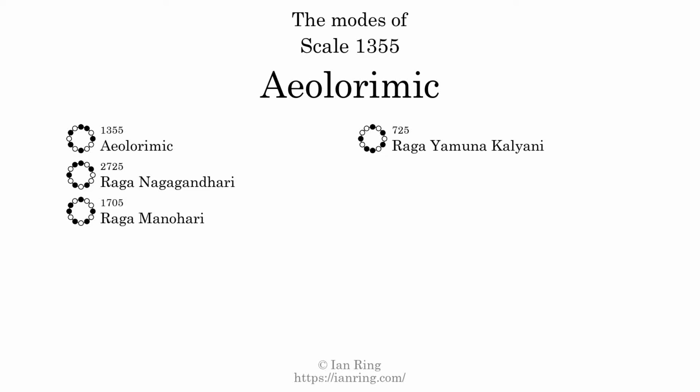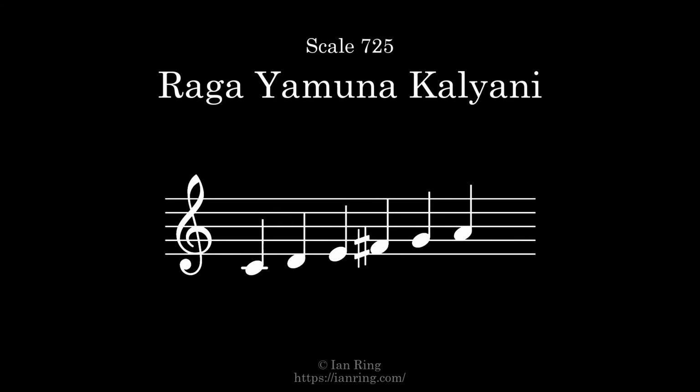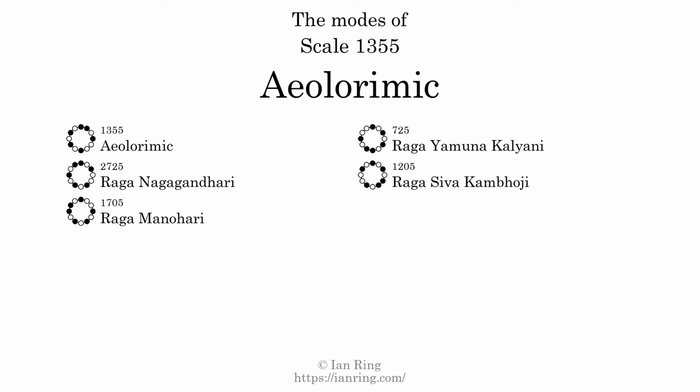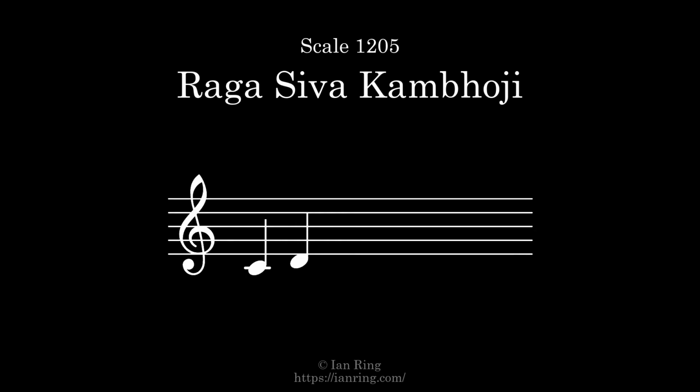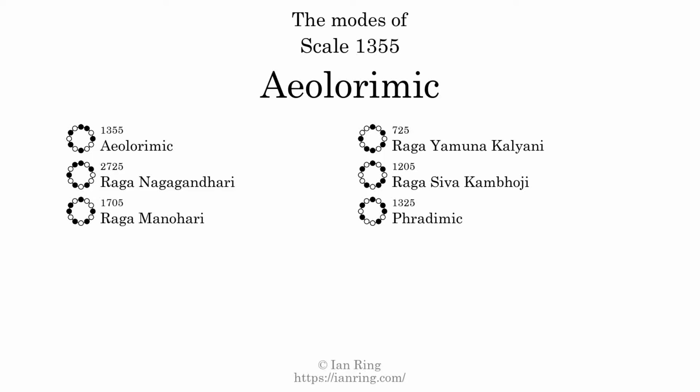The fourth mode is scale 725, also known as Raga Yamuna Kalyani. It sounds like this. The fifth mode is scale 1205, also known as Raga Shiva Kambhaji. It sounds like this. The sixth and last mode is scale 1325, also known as Aeolorimic. It sounds like this.